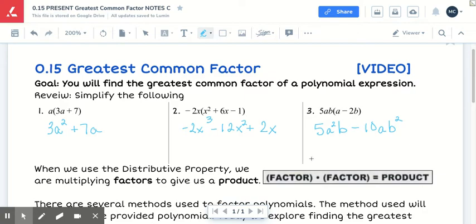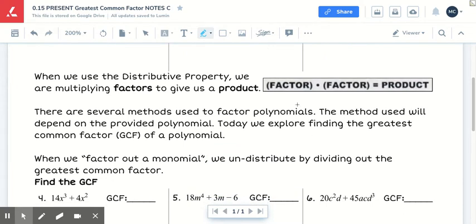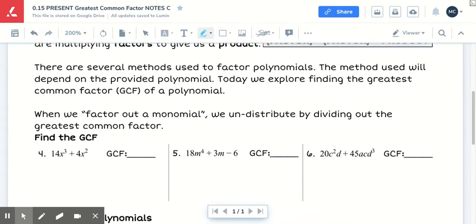All right, when we're using the distributive property, we are multiplying by factors to give us a product. So a factor times a factor makes a product. There are several methods to use to factor polynomials. The method that we use is dependent on the polynomial that's provided. So today we're going to be looking at the greatest common factor, which is actually the very first thing you should always look for when you're asked to factor a polynomial.